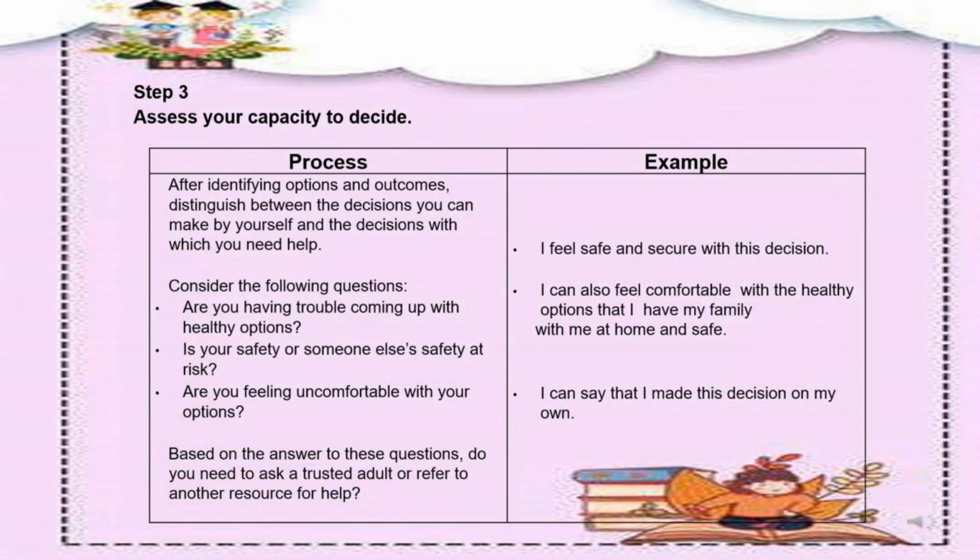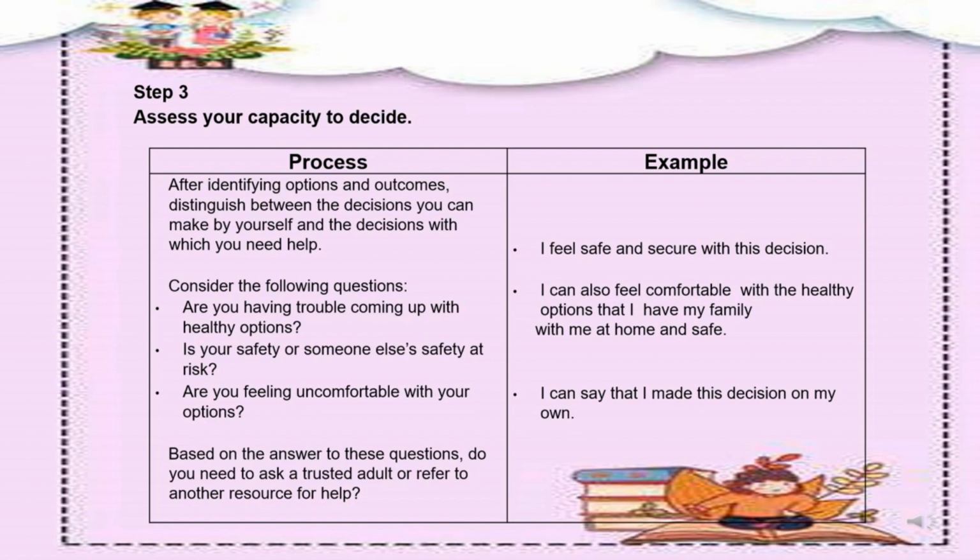Step 3. Assess your capacity to decide. Process. After identifying options and outcomes, distinguish between the decisions you can make by yourself and the decisions with which you need help. Consider the following questions. Are you having trouble coming up with healthy options? Is your safety or someone else's safety at risk? Are you feeling uncomfortable with your options? Based on the answers to these questions, do you need to ask a trusted adult or refer to another resource for help?